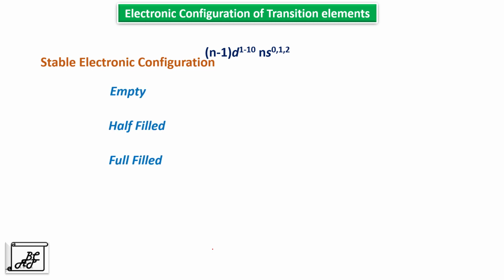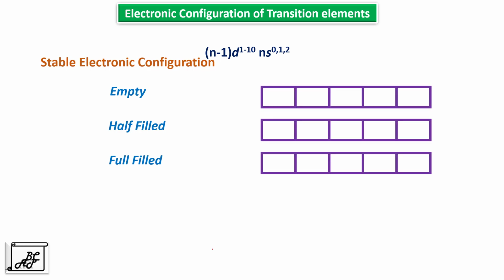Let's move to the electronic configuration of transition elements. Before we understand it, we should know there are some stable electronic configurations. These include empty, half-filled and full-filled electronic configurations. For example, there are 5 d orbitals. If all these orbitals are empty, then it is a stable electronic configuration.